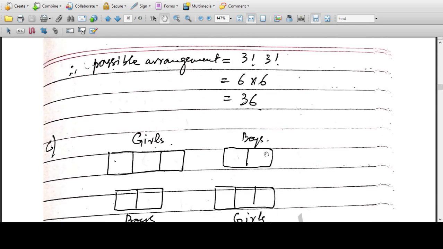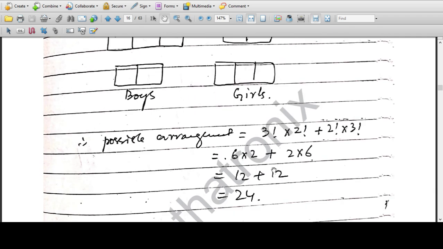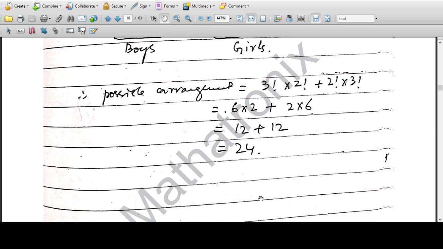Now part C, the boys and girls sit together. So 3 girls may sit here, or 3 girls may sit here. 2 boys may sit here, or 2 boys may sit here. So this is 3 factorial into 2 factorial plus 2 factorial into 3 factorial. So this is 12 plus 12, which is 24.